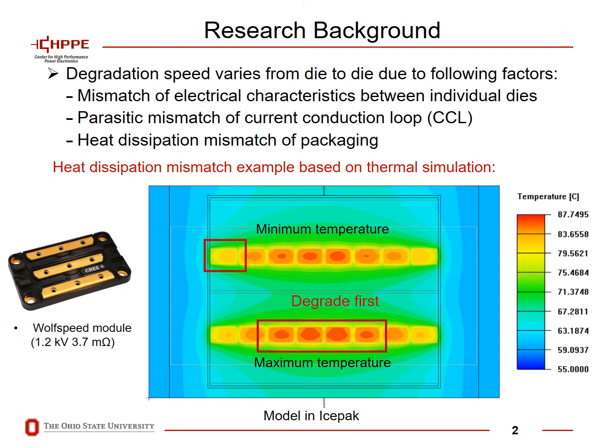Here we show some thermal simulation results of our power module. The heat dissipation for those chips is not uniform, so you can see the temperature difference. Over time, some chips will age faster than the others. And what we're trying to do in this project is to find a way to achieve even current sharing between parallel chips or have even thermal stress for them. By doing this, we hope to increase the lifetime of the power module.